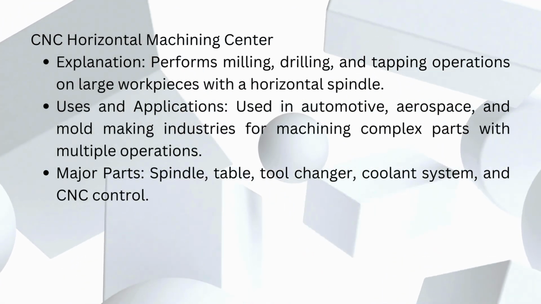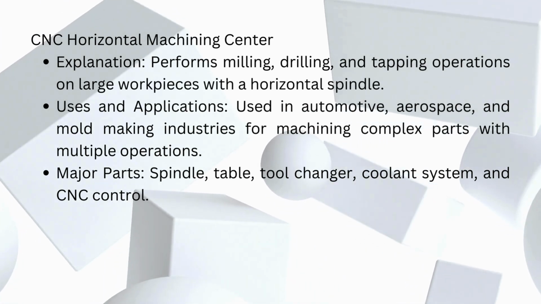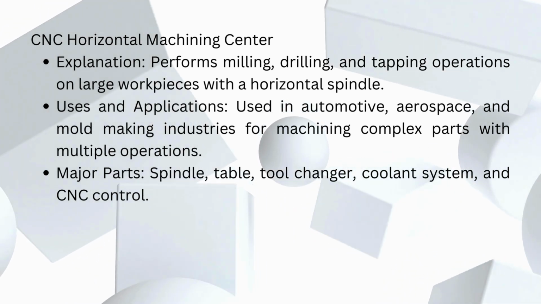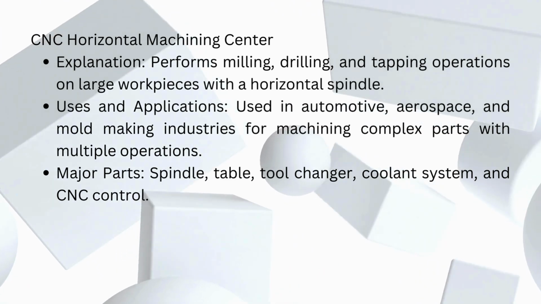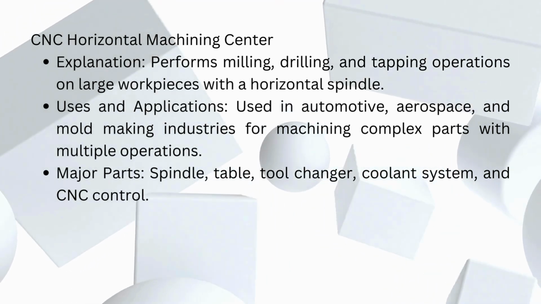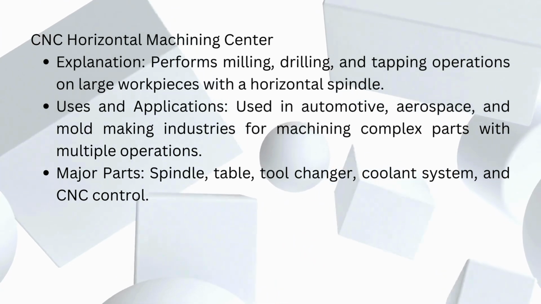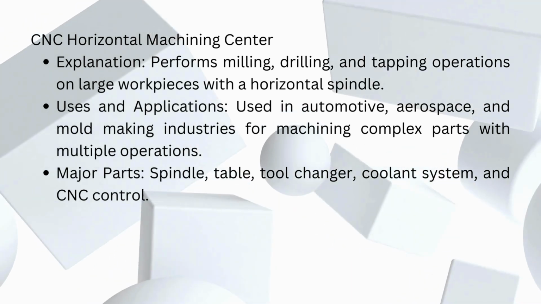CNC horizontal machining center. Explanation: performs milling, drilling, and tapping operations on large workpieces with a horizontal spindle. Uses and applications: used in automotive, aerospace, and mold-making industries for machining complex parts with multiple operations. Major parts: spindle, table, tool changer, coolant system, and CNC control.